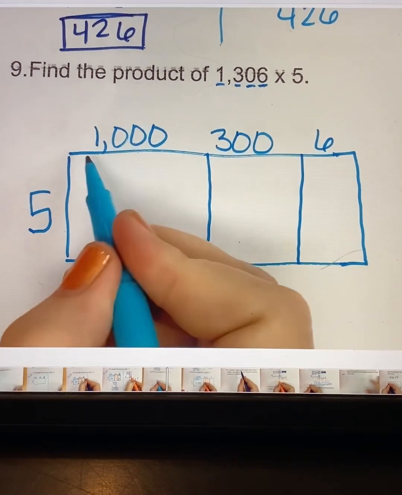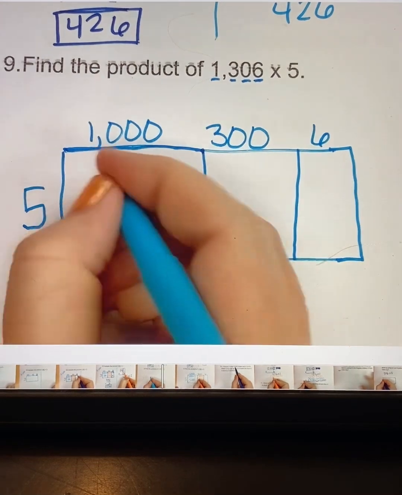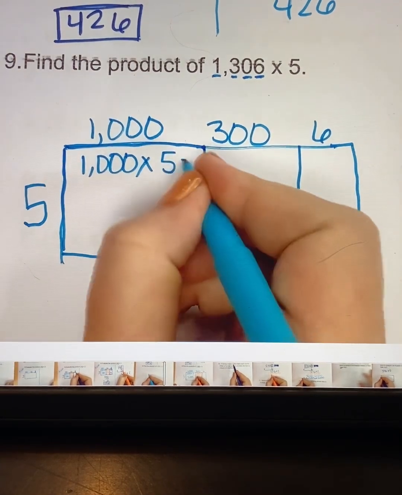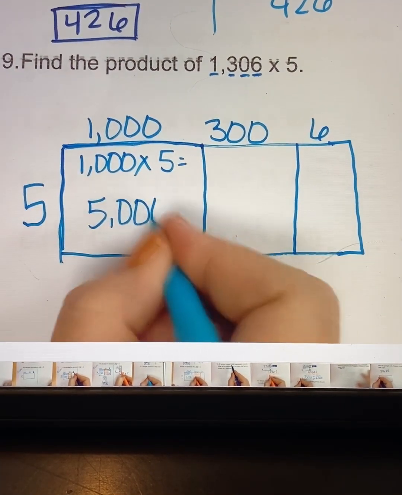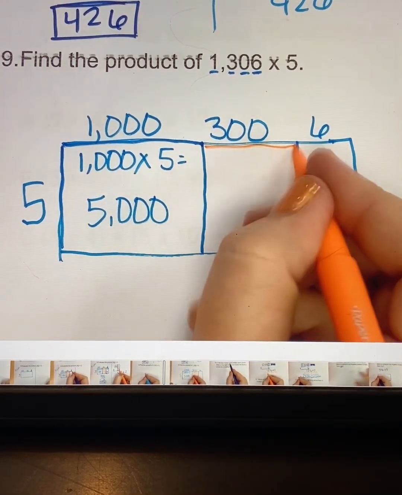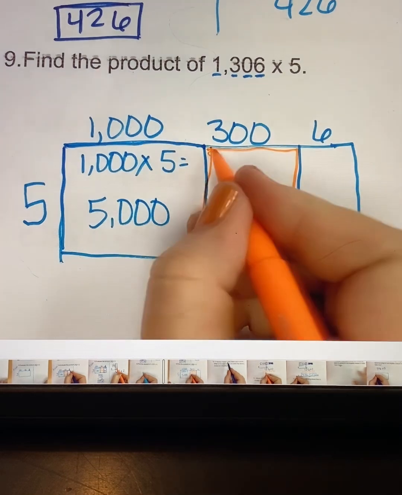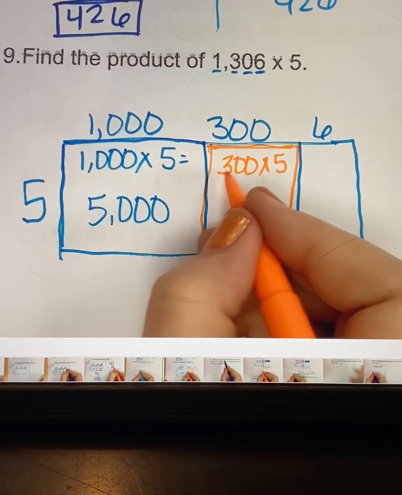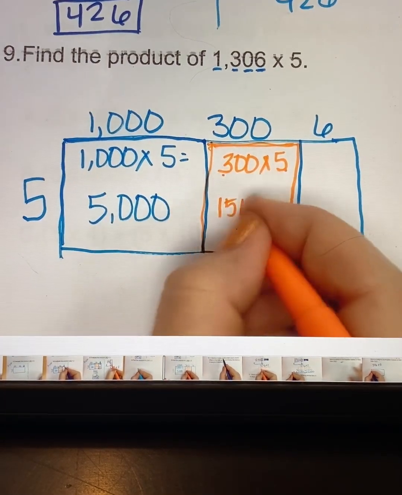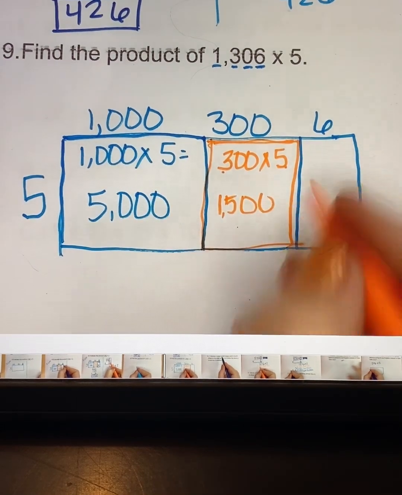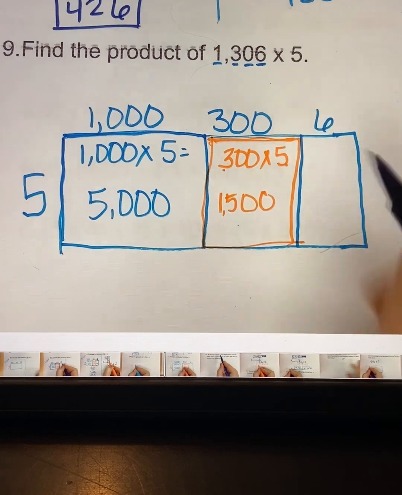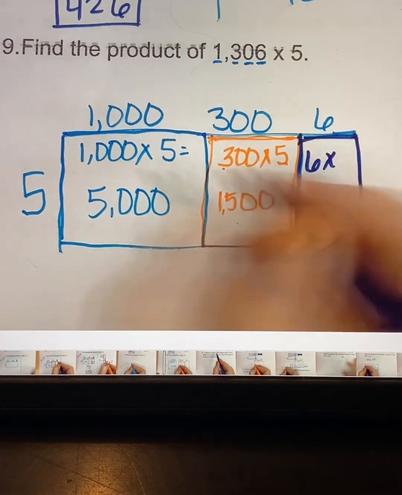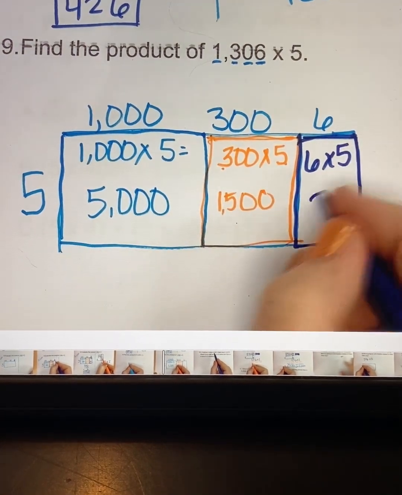Okay, so for this first part of my area model, I'm going to have 1,000 times 5. 1,000 times 5 is 5,000. For the next part of my area model, so this part right here, I'm going to have 300 times 5. 3 times 5 is 15. I have those 2 zeros. So 1,500. And then the last part, this part right here, has 6 times 5, which is 30.